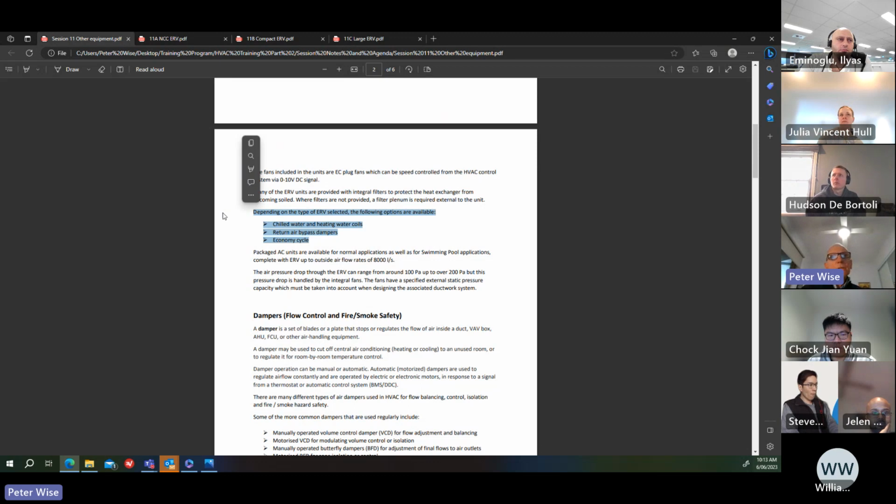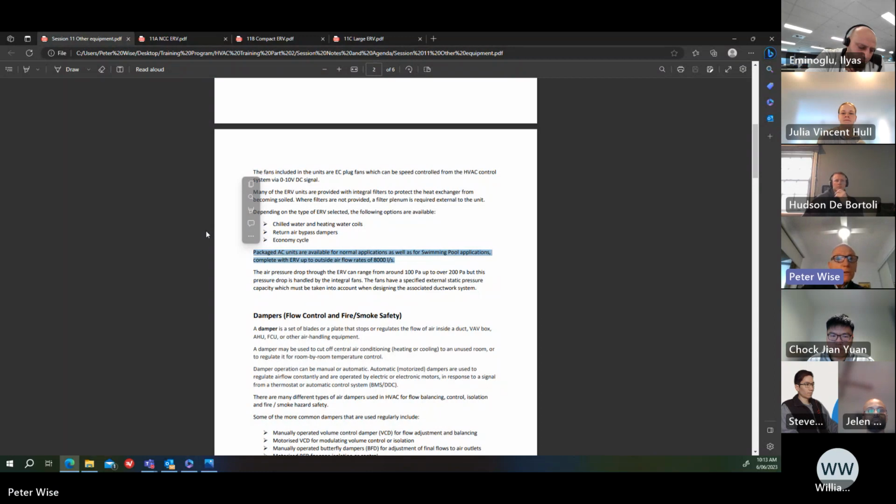Some other features are available on the bigger units. You can get chilled water and heating water coils, return air bypass dampers, and economy cycles. Package units are available. So if you've got a job that's got a packaged air conditioning unit, you can get those with an ERV built into it. So if you've got a large outside air requirement, the swimming pool is a good application, where you've got the ERV provided as well as compressors and a cooling coil to maintain conditions up to about 8,000 litres a second.